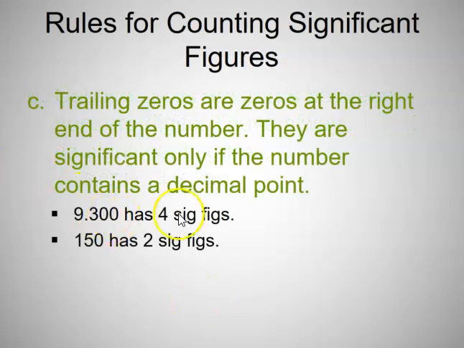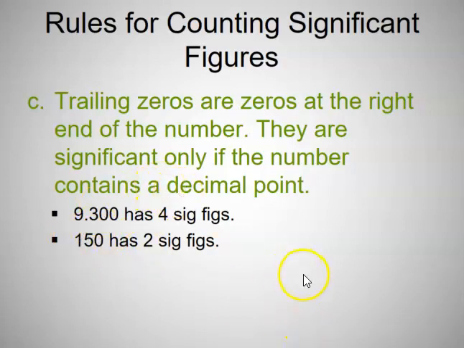And the last class of zeros we have are the trailing zeros. The zeros that come after your number, on the right-hand side of your number. So 9.300 or 150, those are the trailing zeros. The trailing zeros will only count if there's a decimal point. This is the weird class because sometimes trailing zeros count, sometimes they don't. It depends on if there's a decimal point in the number. So 9.300 has 4 sig figs, but 150 with no decimal point only has 2 sig figs, the 1 and the 5. If I put a decimal point right here, now it has 3 sig figs. Then that trailing zero would count. All right, so that's the deal with that.